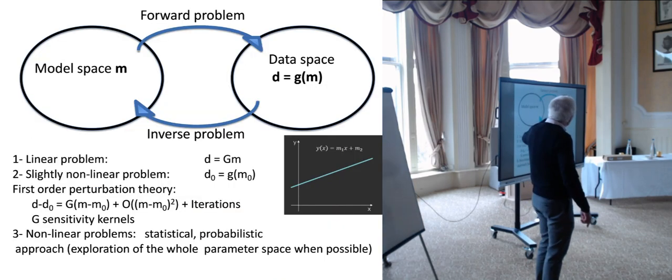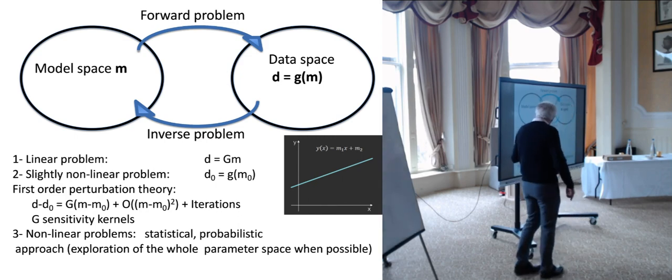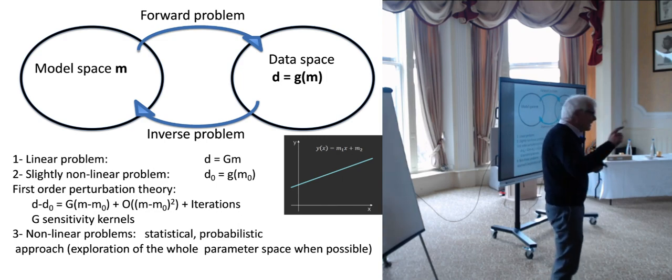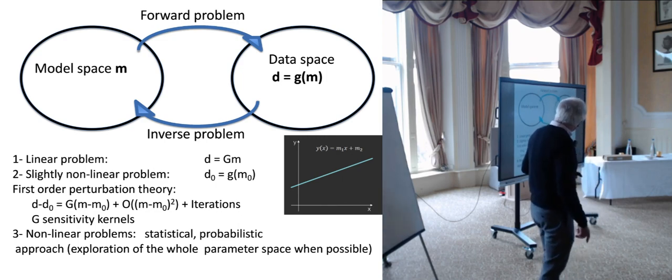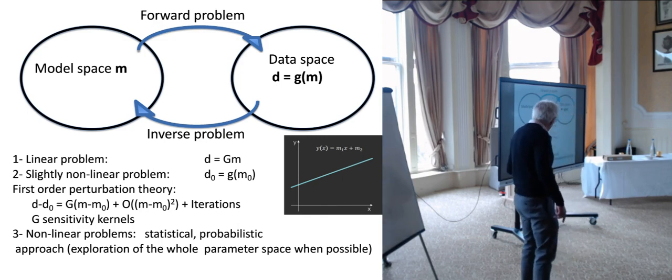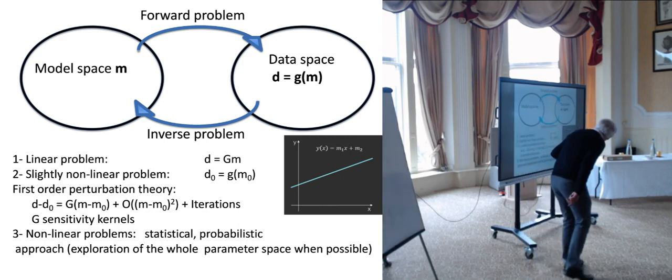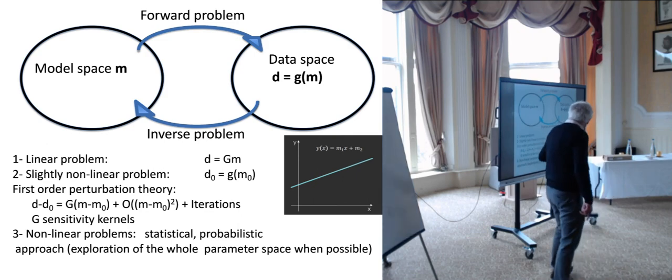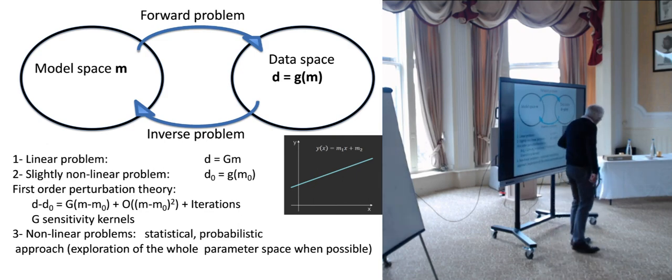Okay, so we have different kinds of difficulties in inverse problems. We have, of course, what looks the simplest one. It is a linear problem, where we have some of the best solutions. So that's the linear relationship.